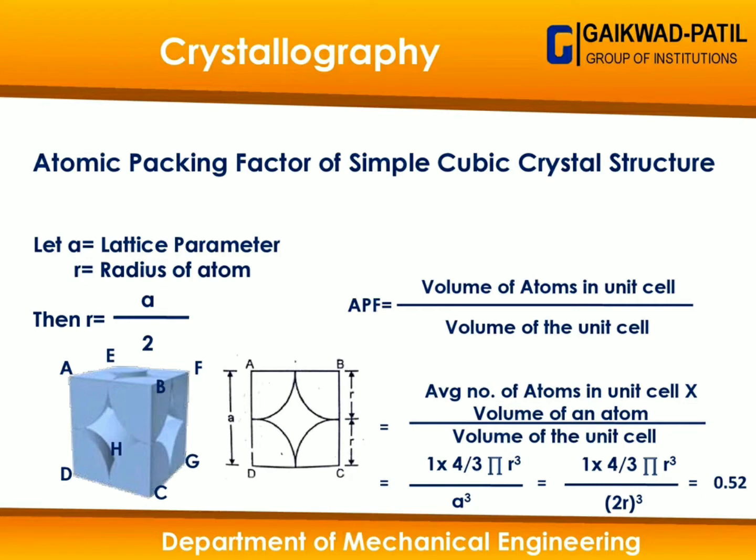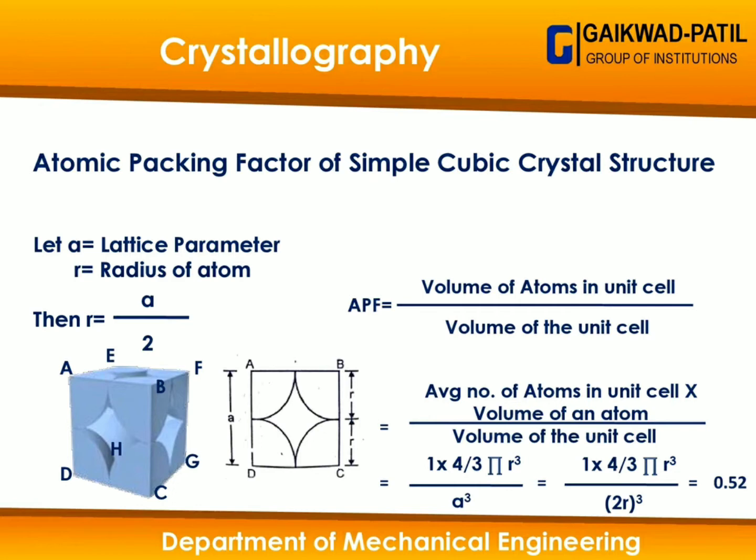Here this free body diagram is given for the simple cubic crystal structure, where each corner is occupied by an atom, and the unit cell shares 1/8 part of that atom, right? So the APF formula is the volume of atoms in the unit cell upon the volume of the unit cell. The volume of atoms in the unit cell we can write as the average number of atoms in the unit cell multiplied by the volume of an atom. Getting me or not? And the volume of the unit cell we can write as it is.